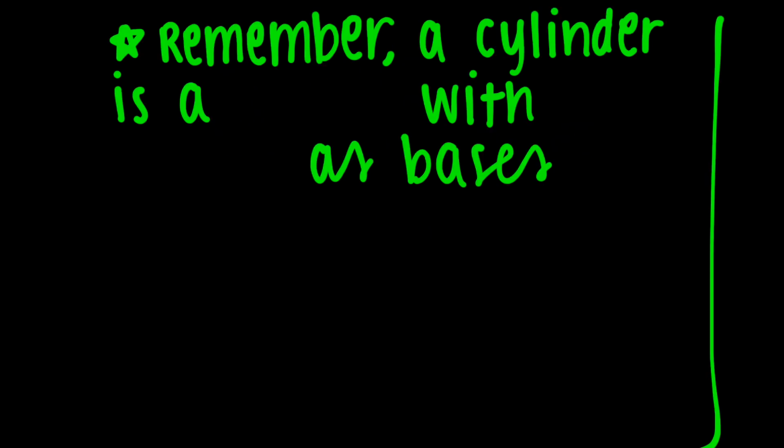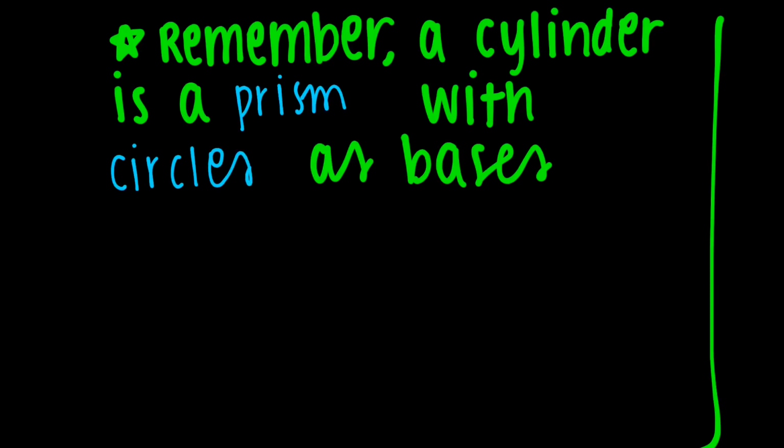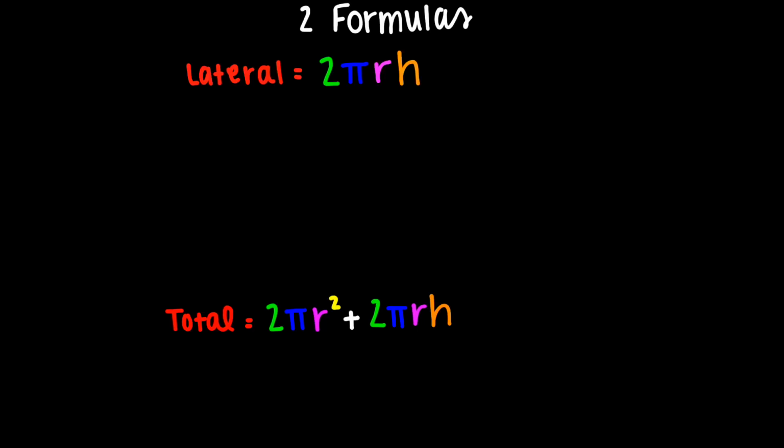So we did group prisms and cylinders together, and what you need to remember is that a cylinder is a prism, and it has special bases, and those bases are circles. So a cylinder is a prism with circles as bases. So again, we have two formulas, lateral and total. Remember that total is the lateral plus the area of the bases times 2.